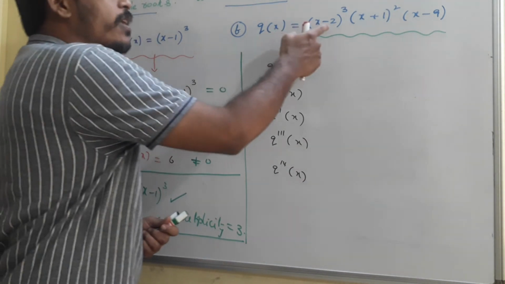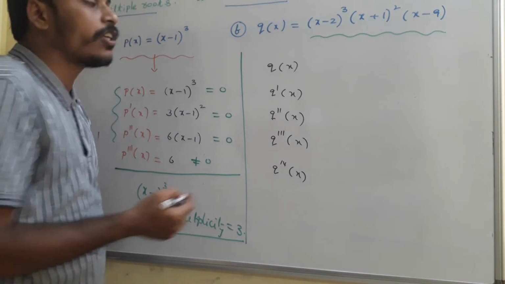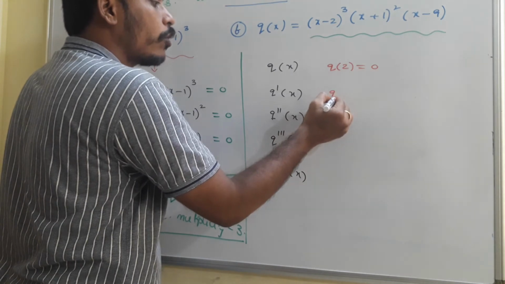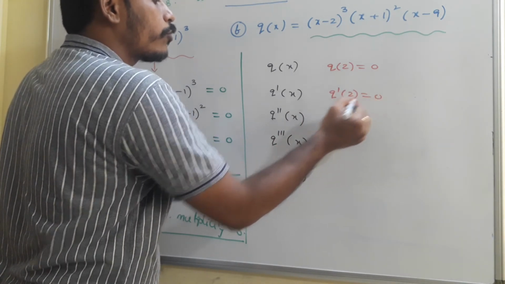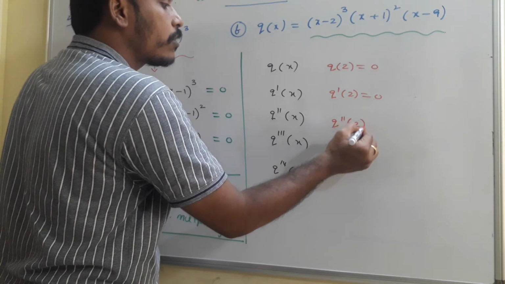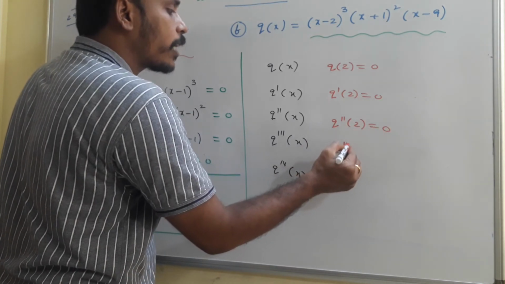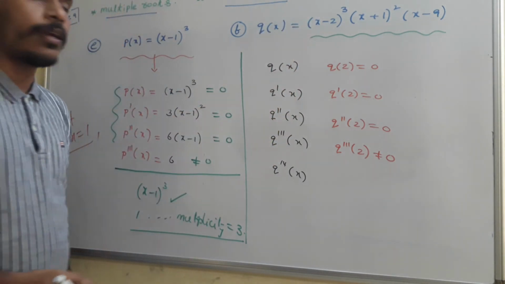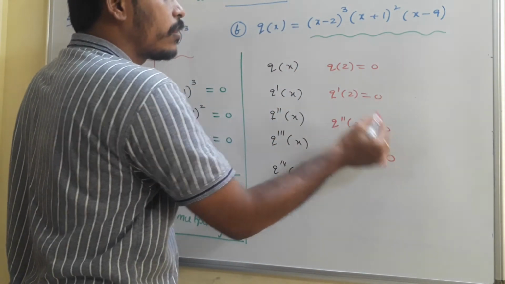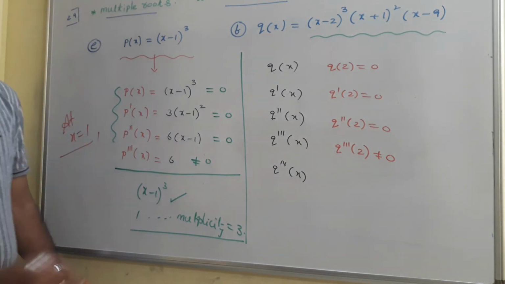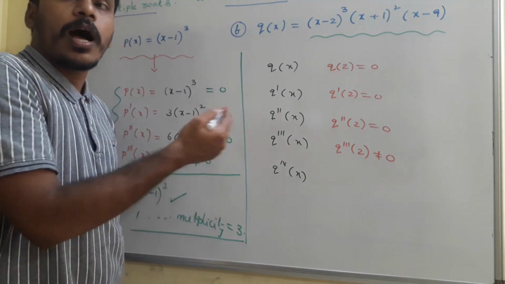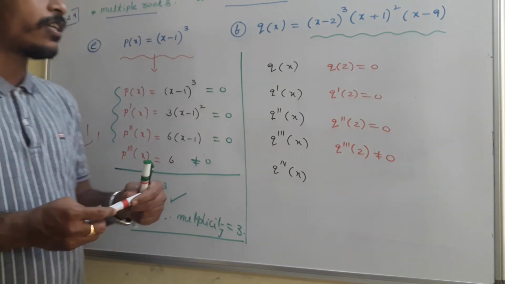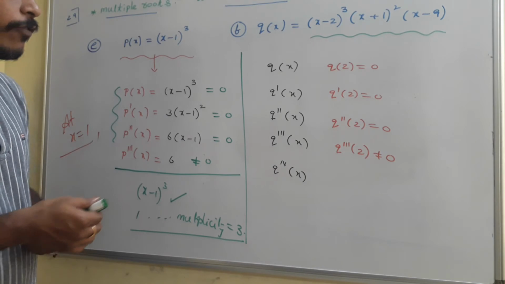Since 2 is a multiple root of multiplicity 3 here, for sure you will get that q of 2 is equal to 0, q dash of 2 is equal to 0, q double dash of 2 is equal to 0, and q triple dash of 2 is not equal to 0. Because 2 is a multiple root of multiplicity 3, only these three values at 2 are zeros, and the fourth value will become non-zero. So no need to find the derivative, just analyze the situation, that's enough.